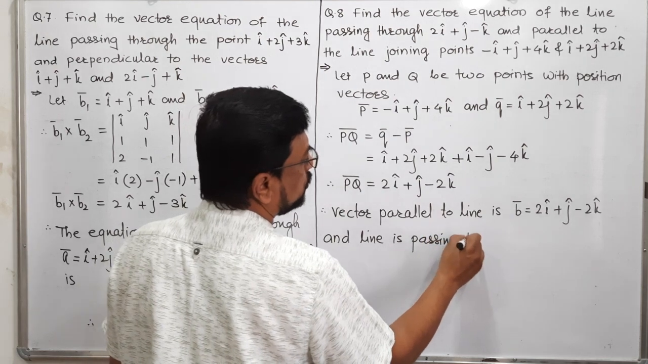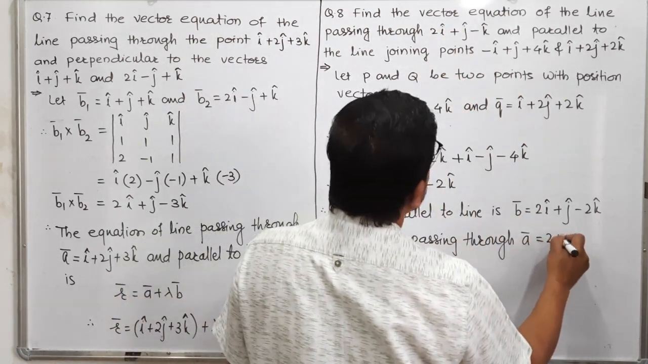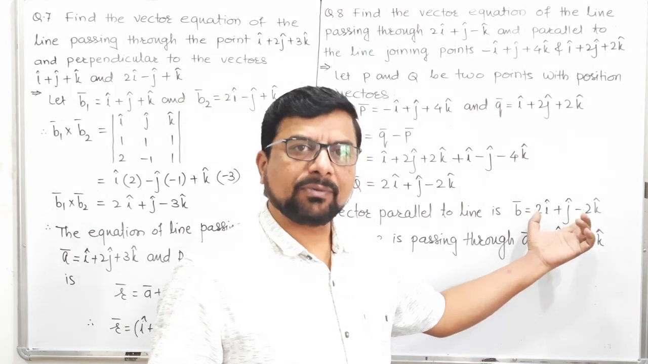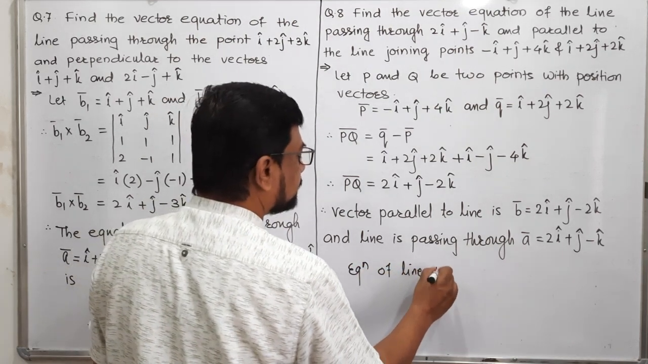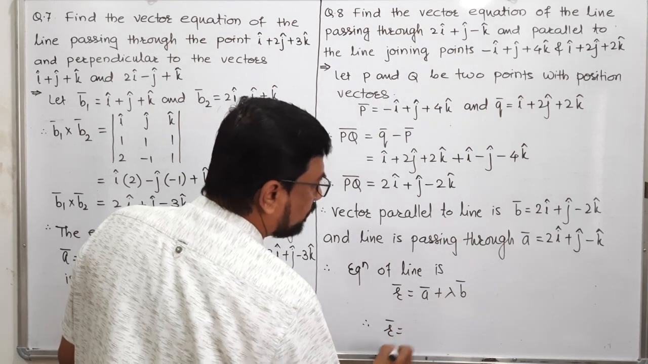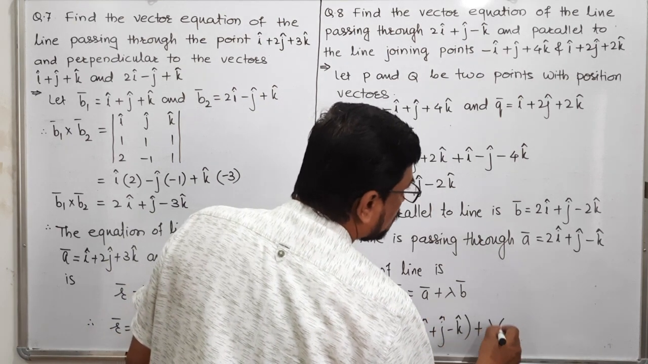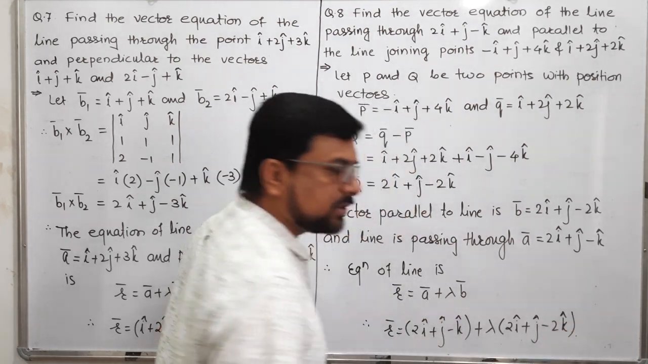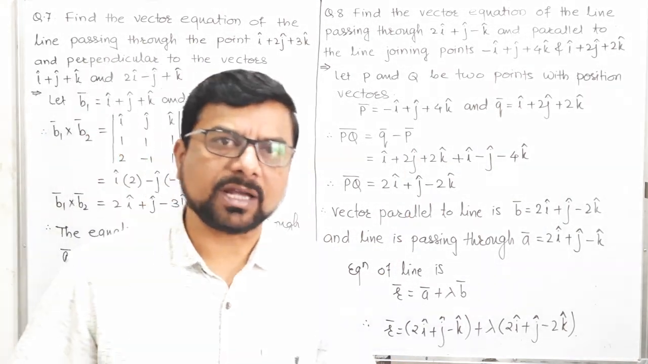What is given? The point it passes through, A vector, is equal to the given 2i plus j minus k vector. Now we have a point as well as a vector parallel to the line. Therefore, the equation of the line is R vector is equal to A vector plus lambda into B vector. Therefore, R vector is equal to 2i cap plus j cap minus k cap plus lambda into 2i cap plus j cap minus 2k cap. This is the final vector equation of the line. Got it? So note down questions number 7 and 8. Now we'll continue with question number 9.